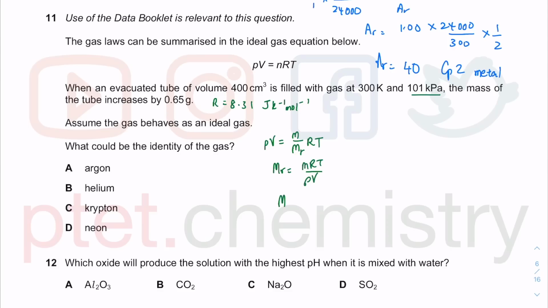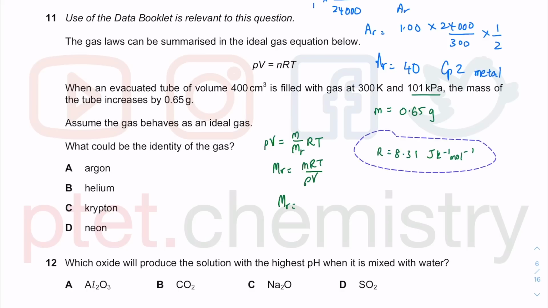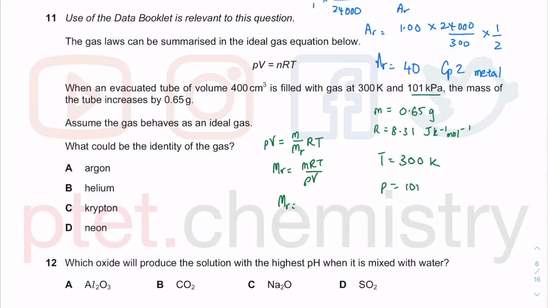So instead of rearranging and putting stuff in, I'm just going to put in the mass, 0.65 gram. That is the information given in the question. I have R, which is 8.31 joule per Kelvin per mole. That is also information that we have from the data booklet. Temperature is already in Kelvin, so that is all good. Pressure is in kilopascal, that is not good. You need to convert to Pascal.